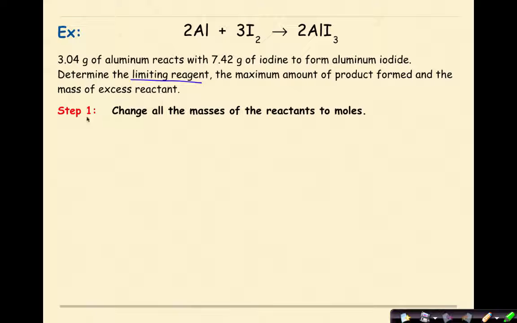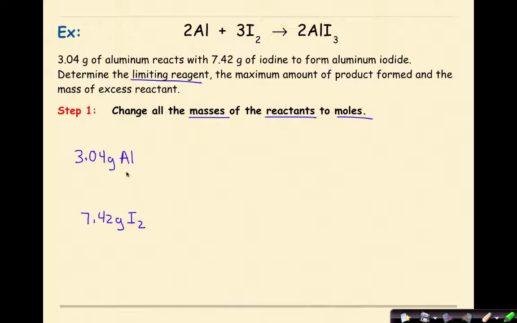So the first thing that we're going to do is find the limiting reagent, and that is step 1. Change all of the masses of the reactants into moles. Convert to moles, one of our AP chemistry mantras. So we have two masses here. We have 3.04 grams of aluminum, and we have 7.42 grams of iodine. Don't just put I. Your number of moles will be off, and that's really detrimental.